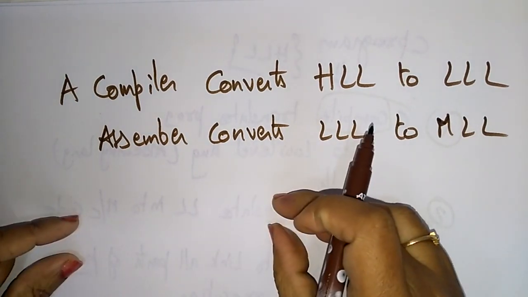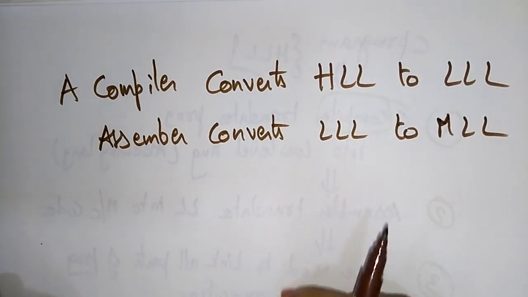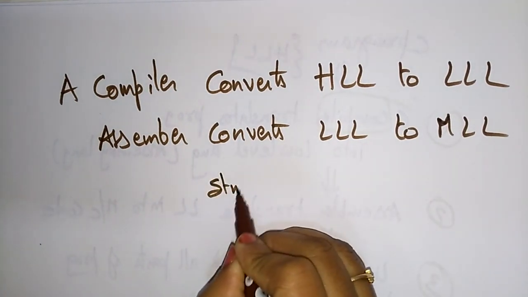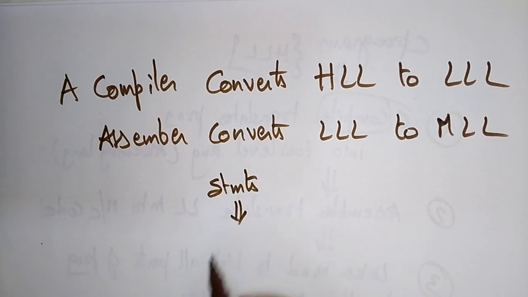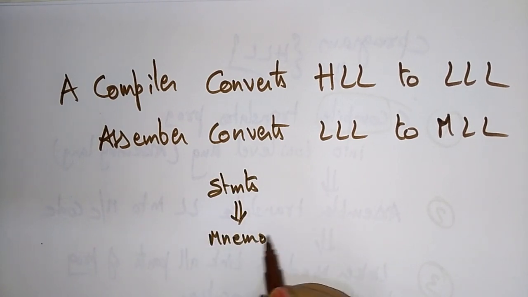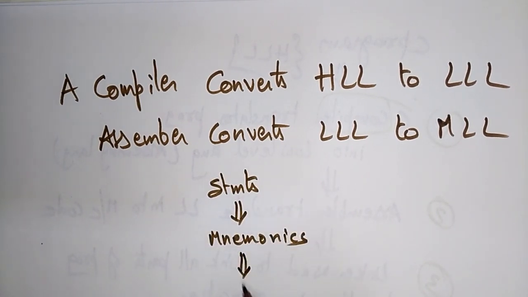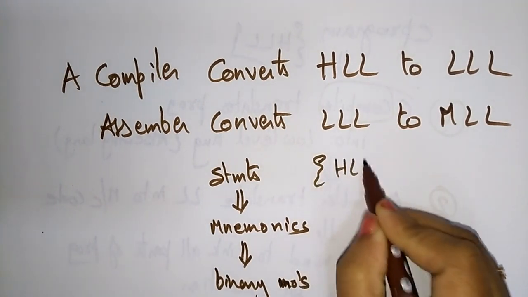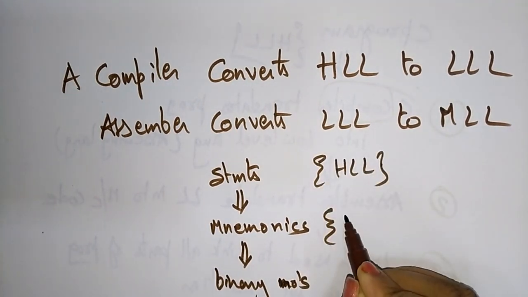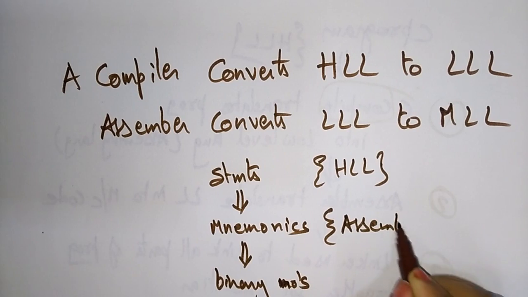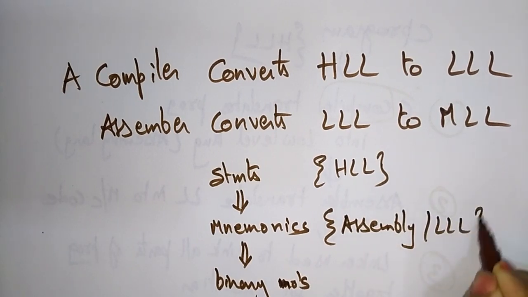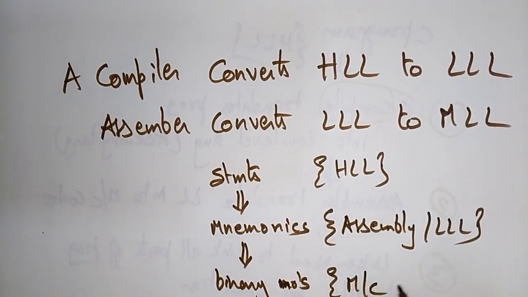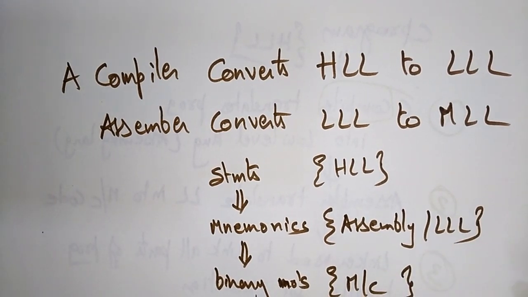The statements will be converted into mnemonics, and the mnemonics will be converted into binary code. Statements into mnemonics, and the mnemonics into binary numbers. So this is high level language, the mnemonics are all in assembly or low level language, and these binaries are nothing but machine code.